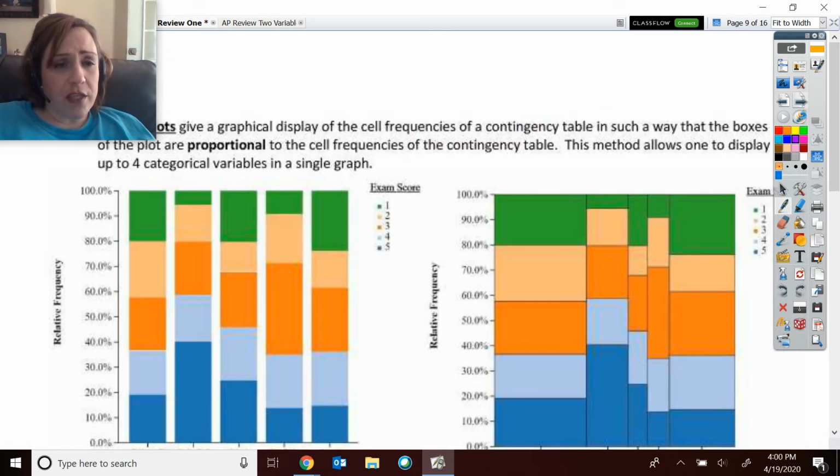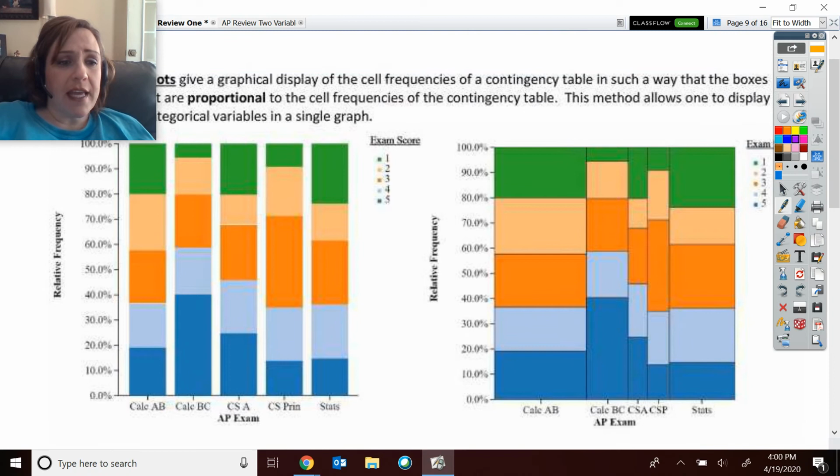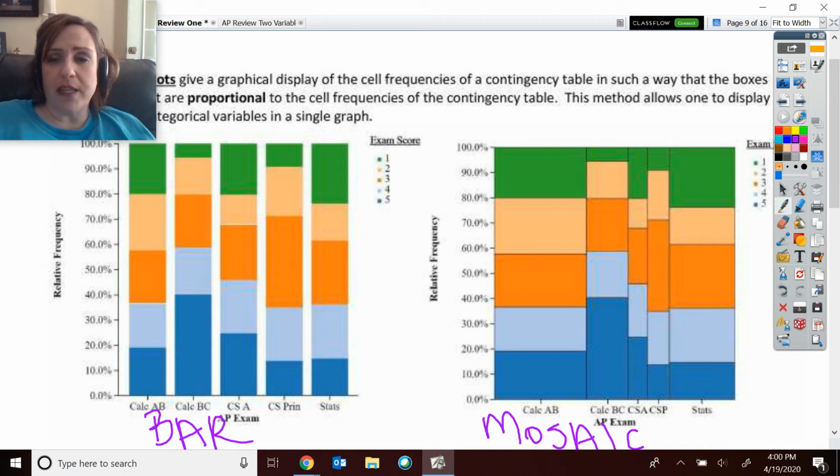All right, let's take a look at our Mosaic plots, new to the AP stuff this year. So here we go. On the left, I have just a regular old bar graph, okay? On the right, however, it is a Mosaic plot. So let's take a look at what's the difference between those two.